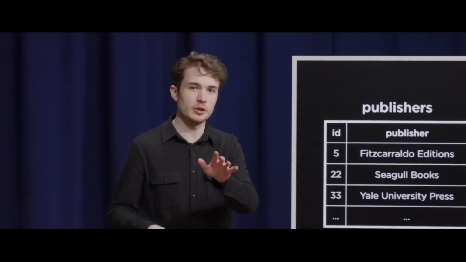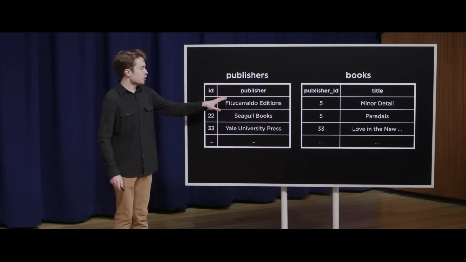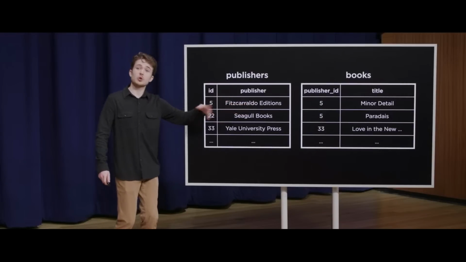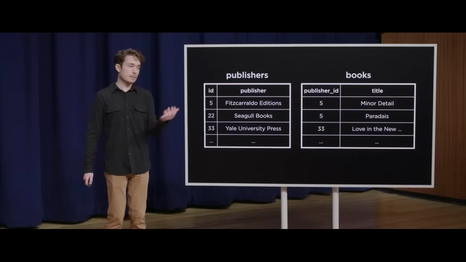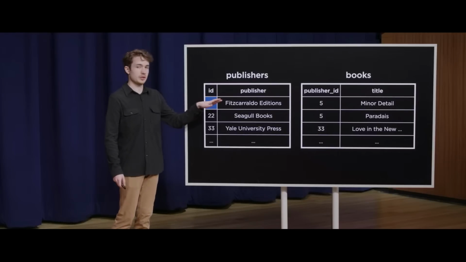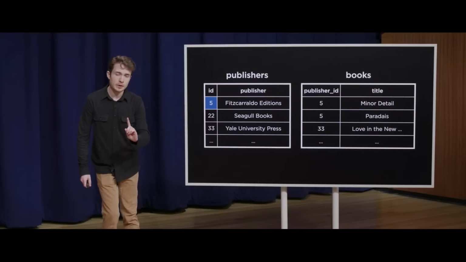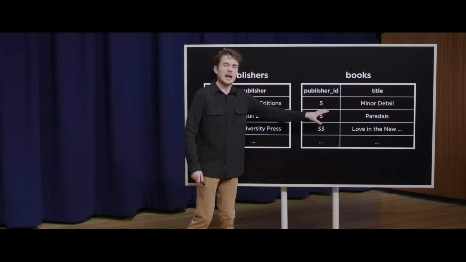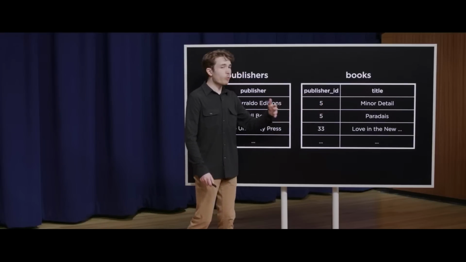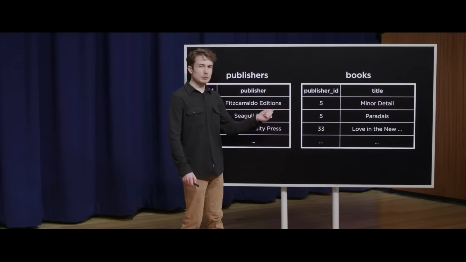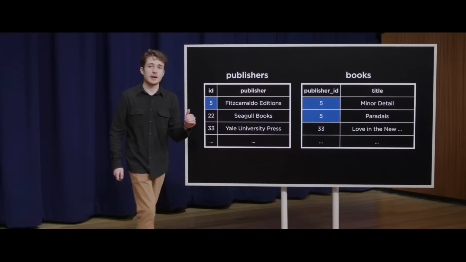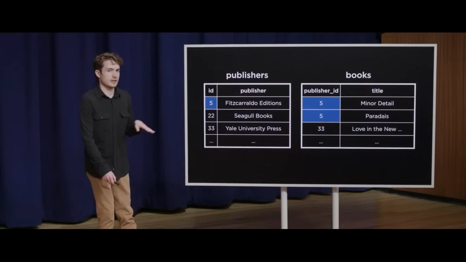Yeah, some good ideas here, and let me propose to do it a bit visually here first. So I want to figure out first, what is the ID of Fitzcarraldo Editions? Well, I could write a query to find that, and I'll say get back 5 for Fitzcarraldo Editions. Well, that's one step, but my next step is then to say what books fit that publisher ID. So I'll write another query, this one to determine which titles have a publisher ID of 5, and I'll get back, let's say, Minor Detail and Paradeus.